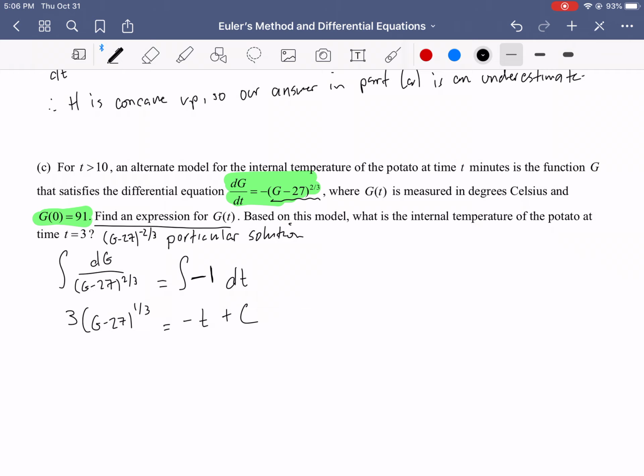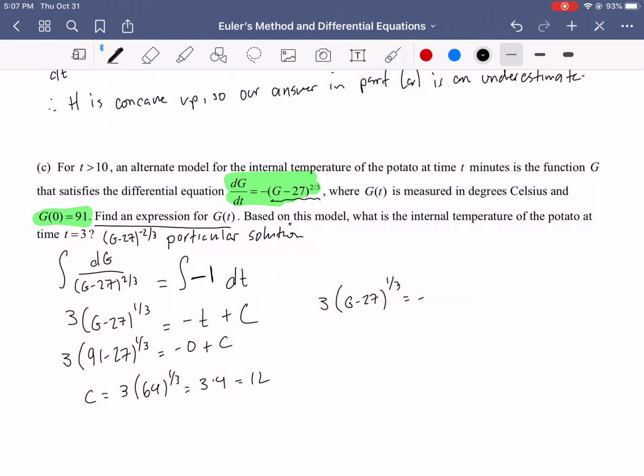Now I'm going to use the initial condition, which was g of 0 is equal to 91. So 91 is going to go in for g, 3 times 91 minus 27 to the 1/3 is equal to negative 0 plus c. And so c is going to equal that number, which if you calculate it, you're going to get 3 times 64 to the 1/3. 64 to the 1/3 is 4, so 3 times 4 is 12. Okay, and so I'm going to come back to that line where I first had my c, so 3 times g minus 27 to the 1/3 is going to equal negative t plus 12 now.